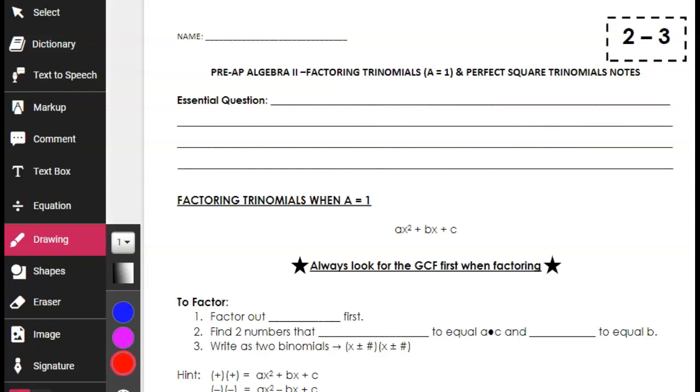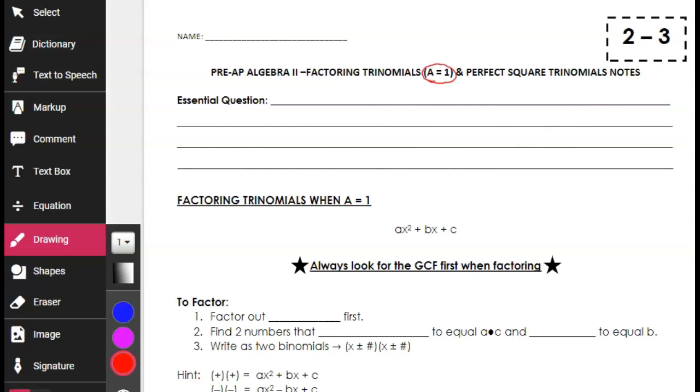Hi everyone. Today we're going to talk about factoring some more. We're going to factor trinomials where the a value equals 1, and then we're going to talk about perfect square trinomials. Before we get to the essential question, I want to talk about what it means when a equals 1.